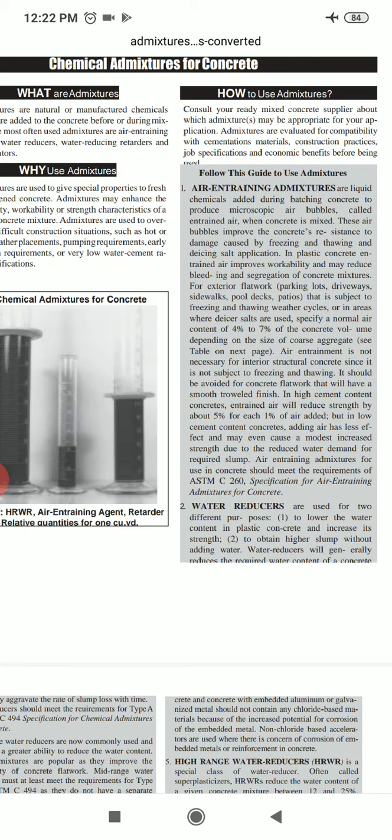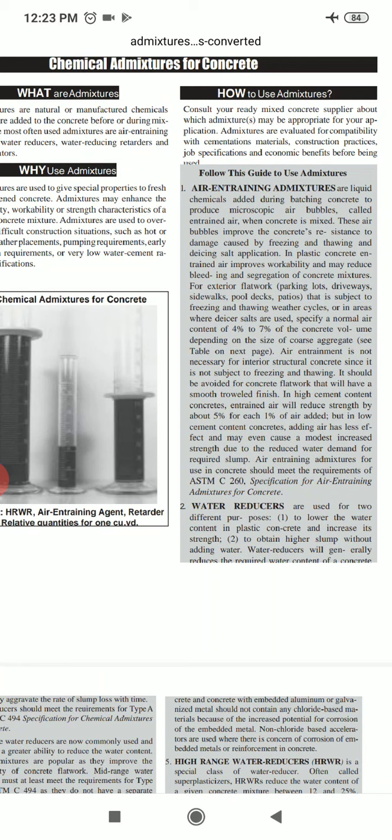Air entrainment is not necessary for interior structural concrete since it is not subject to freezing and thawing actions. It should be avoided for concrete flat work that will have a smooth troweled finish. In high cement content concretes, air entrainment will reduce strength by about 5% for each 1% of air added. But in low cement concrete, adding air has less effect and may even cause a modest increase in strength due to the reduced water demand for the required slump.